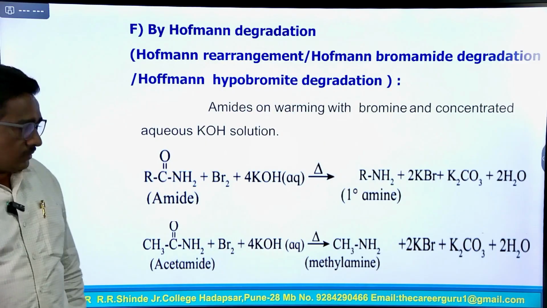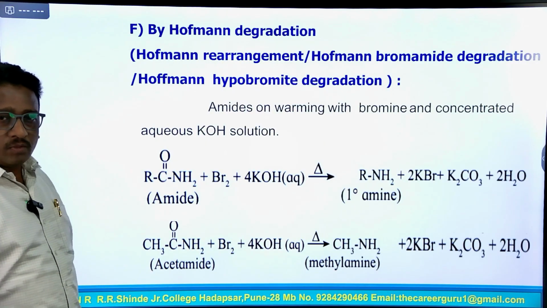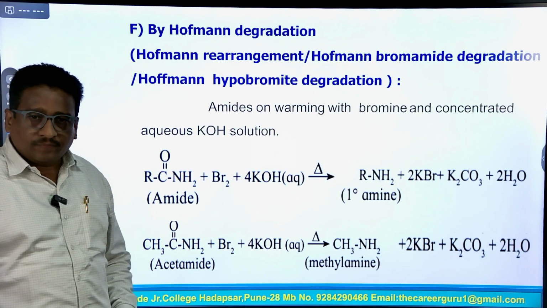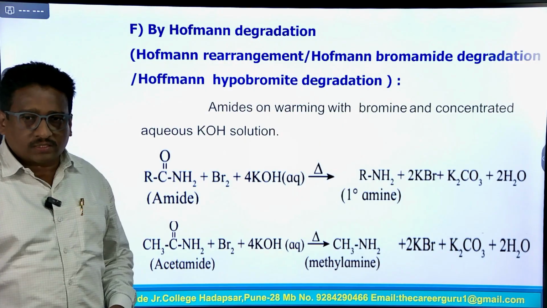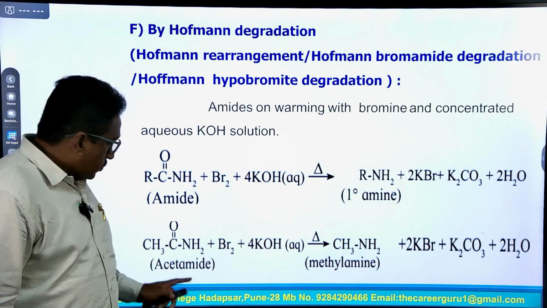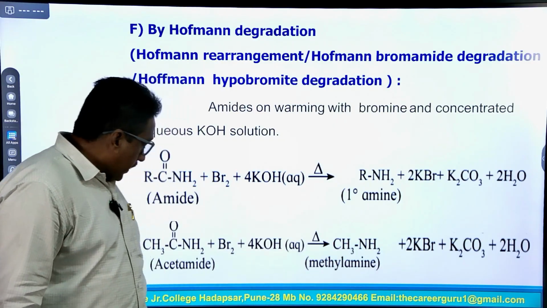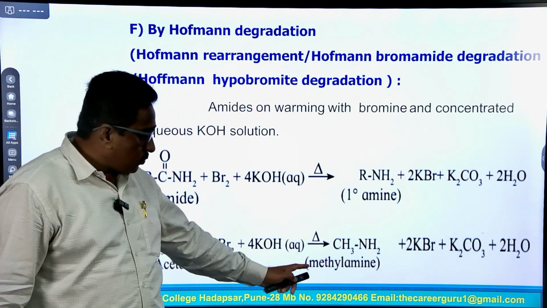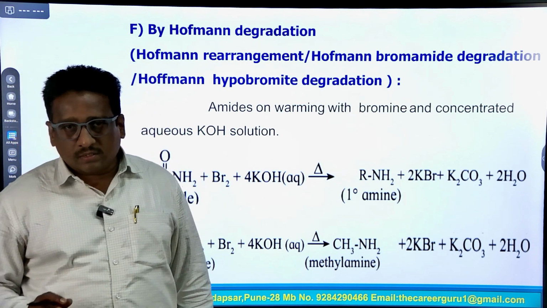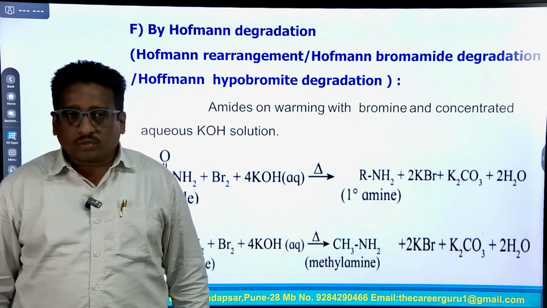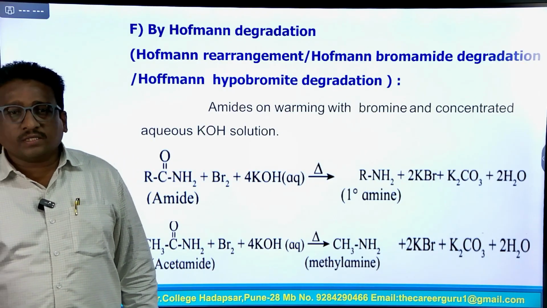So, for example, CH3C double bond ONH2, the compound acetamide, reacts with bromine and 4 moles of KOH in aqueous solution and heating. The carbonyl group of acetamide is removed and the NH2 group attaches to the CH3 carbon atom to form methylamine plus twice KBr plus K2CO3 and twice water molecules. So, this is an example of Hofmann's degradation reaction.